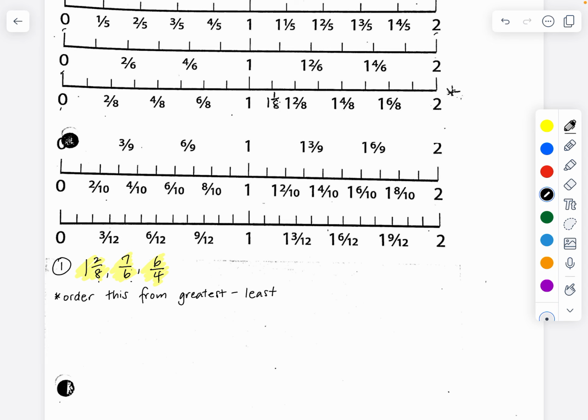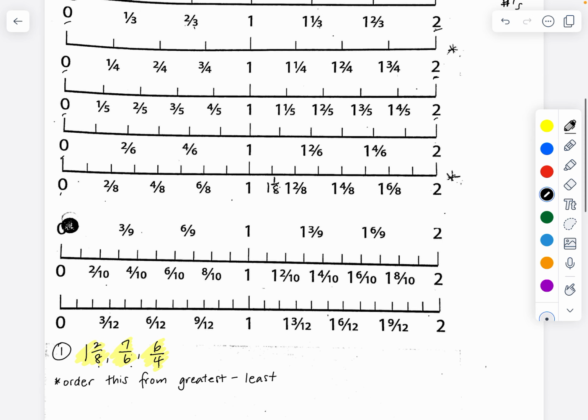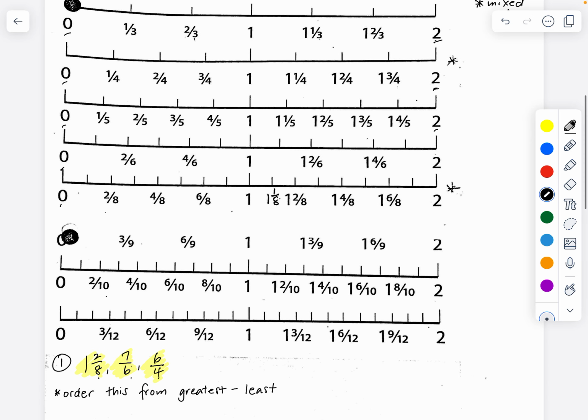Also take a highlighter and make sure you highlight each of these improper fractions or mixed numbers in the same color of highlighter. It does not have to be yellow, but they should be the same color of highlighter. Okay, so once you've done that, then you're going to look and see if you can locate each mixed number or improper fraction on the number line.